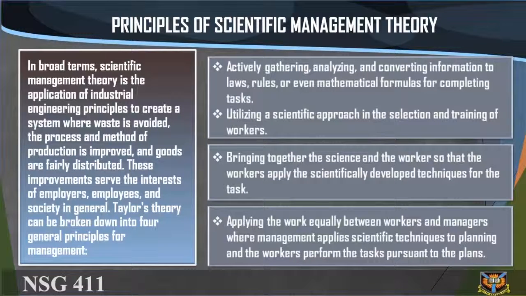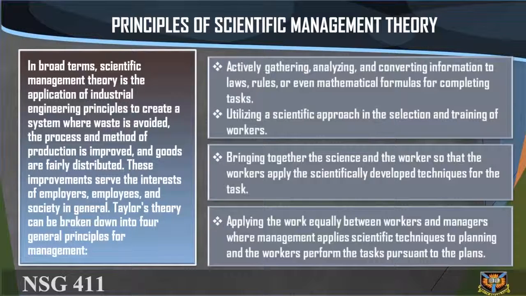Principles of scientific management theory. In broad terms, scientific management theory is the application of industrial engineering principles to create a system where waste is avoided, the process and method of production is improved, and goods are fairly distributed. These improvements serve the interests of employers, employees, and society in general.